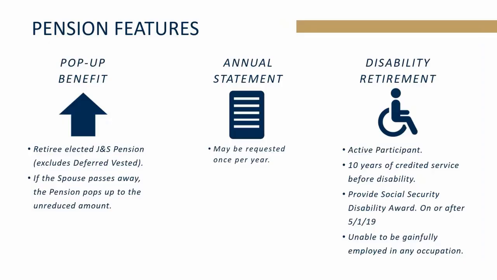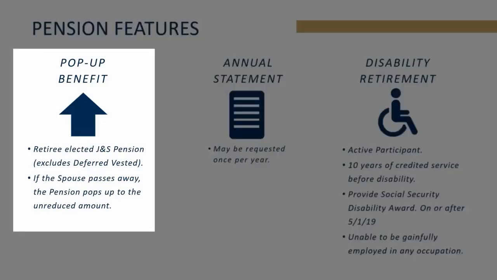Some other important pension features we like to discuss too is the pop-up benefit. Now what is the pop-up benefit? This is only available to the retirees that elected the joint and survivor options, and this includes anybody who's deferred vested. Now what happens if your spouse predeceases you and you were taking that reduction? Don't worry, you are protected. If we're looking at the examples that I was showing you of Joe, where he was getting $3,000 a month, under the joint and survivor options he was taking reductions to leave something for his spouse in the event that he passed away. However, if his spouse predeceases him, his pension will pop back up to that straight life amount. In Joe's case, it would be popped back up to the $3,000.